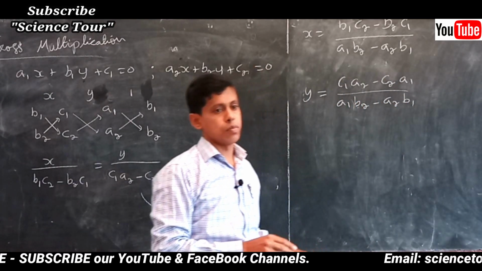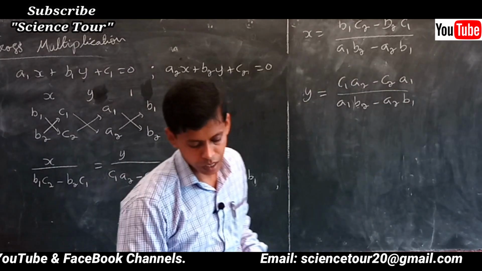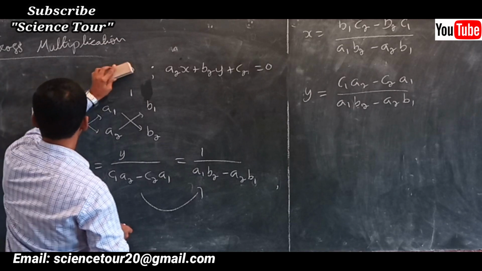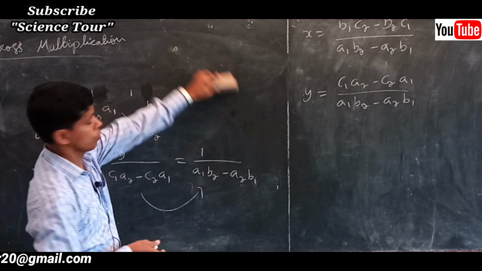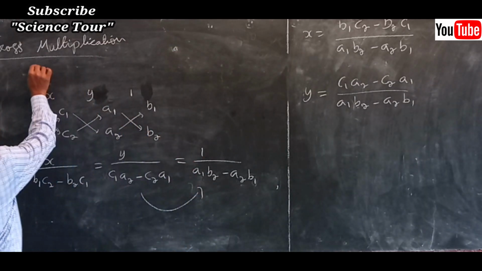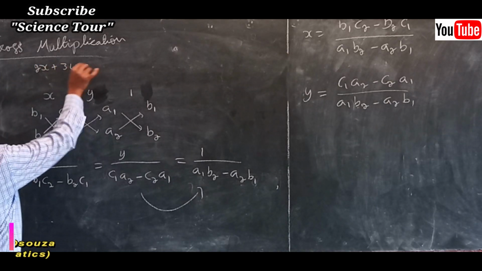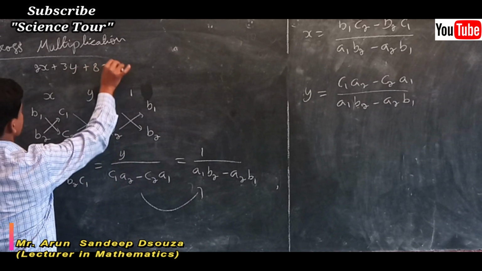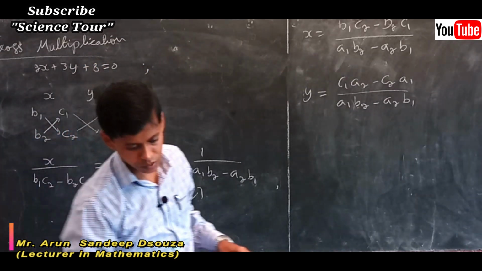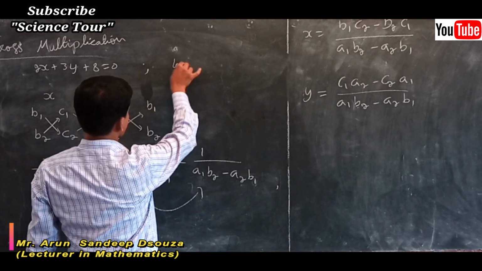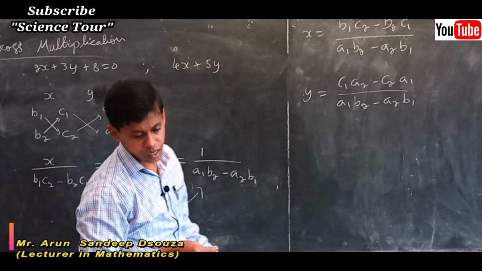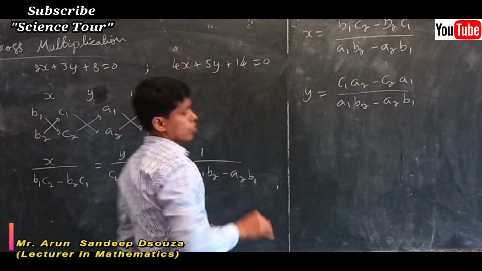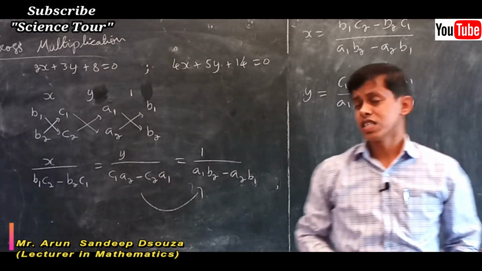Now, let us take the example. So what is the example I am going to take? You have 2x plus 3y plus 8 is equal to 0, and the second equation you have 4x plus 5y plus 14 is equal to 0. So this is the equation I have taken.